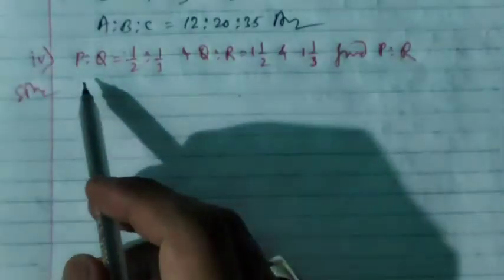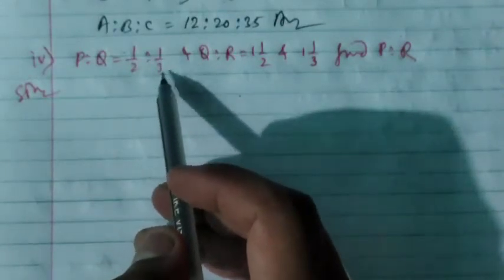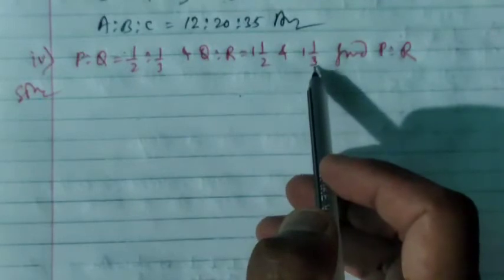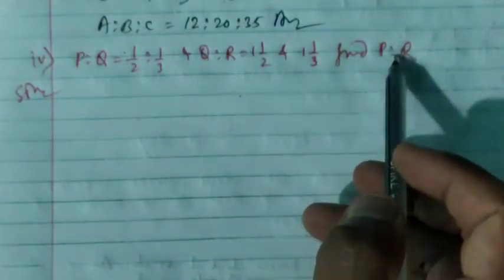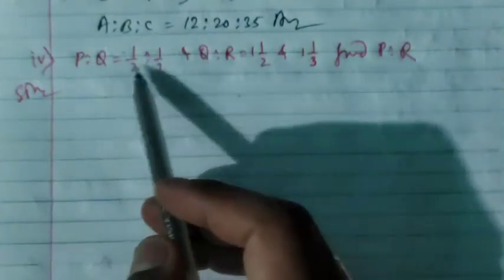Question number 4 is saying p ratio q is given 1 by 2 ratio 1 by 3. Q ratio r is given 1 whole 1 by 2 and 1 whole 1 by 3. We have to find p ratio r. P ratio r means the first term and the last term. Q we have to remove.